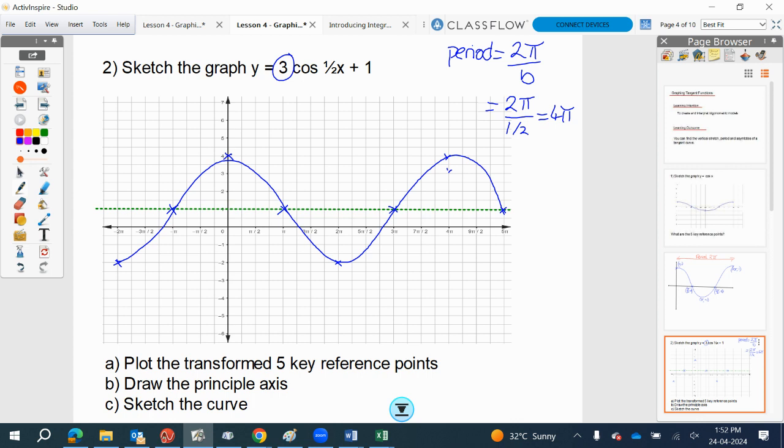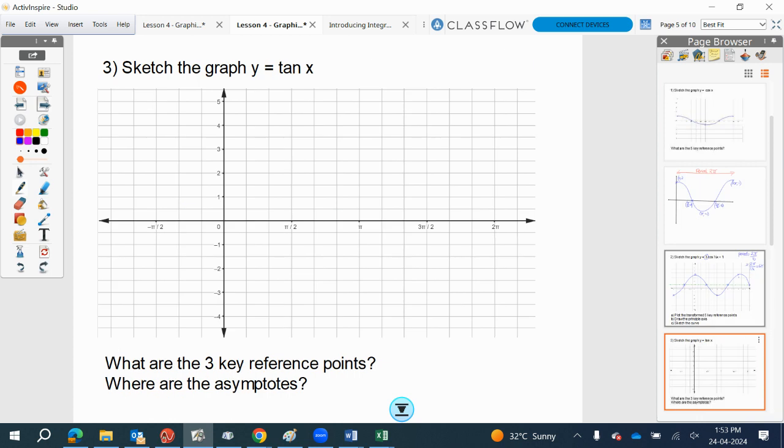Our graph should look like this. It's important when you draw it that the bits going up from the principal axis are about the same size as the bits going down. That there's a lot of symmetry in it, and your shape should reflect that. Okay, next we're going to sketch tan x.